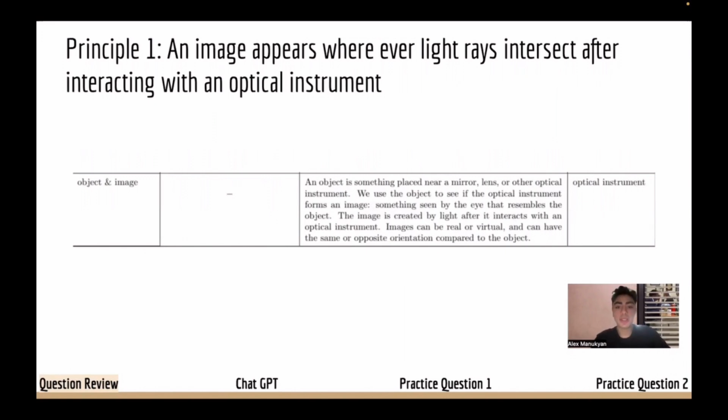An image is something seen by the eye that resembles the object. The image is created by light after it interacts with an optical instrument. Images can either be real or virtual and can have the same or opposite orientation compared to the object.